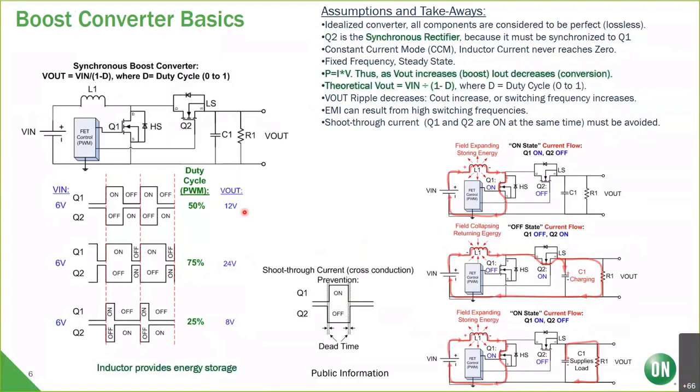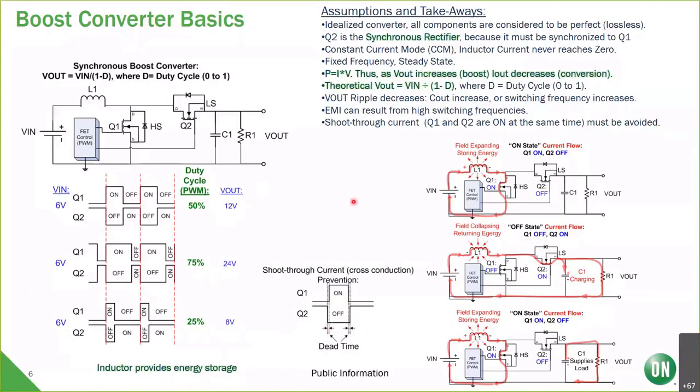And again, you will have that power conversion. So if you have 6 volts in, let's say 1 amp, and then you got 12 volts out, then your current is going to be half an amp. Again, assuming perfect losses. And likewise, with 3 different scenarios, there's 6 volts in with a 75% duty, you've got 24 volts out, and with a 25% duty, you've got 8 volts out. Again, the inductor is providing the energy storage. You need to be careful to prevent shoot-through current.